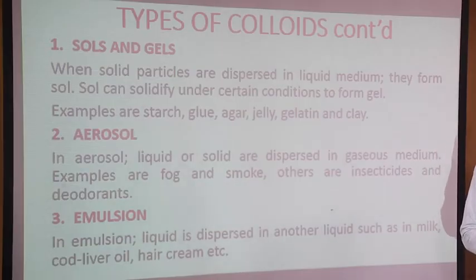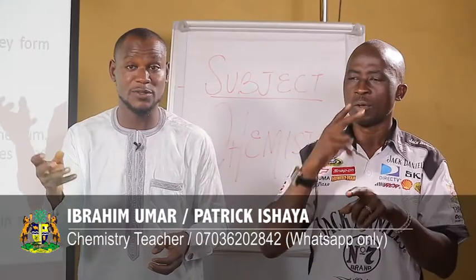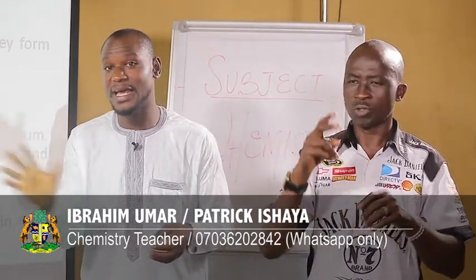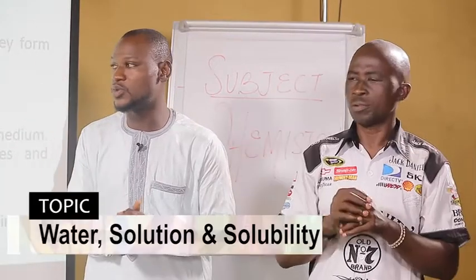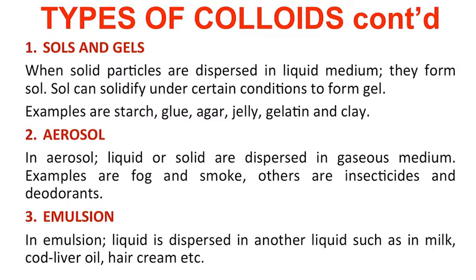Then aerosol, which is the second type of colloid. Aerosol is a liquid or a solute that is dispersed in a gaseous medium. A perfect example is smoke. You see that the particles of smoke are solid, but they are dispersed in air, which gives you what we call aerosol. And then we have emulsion. In emulsion, it is liquid that is dispersed in another liquid medium. Example is the milk solution, and so on. Cod liver oil, hair cream, etc.